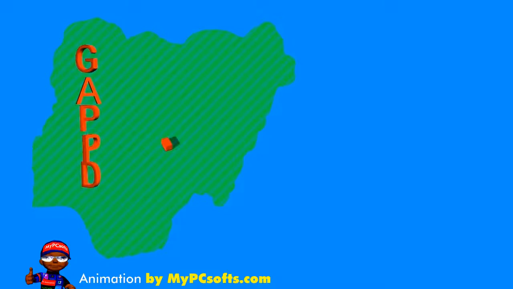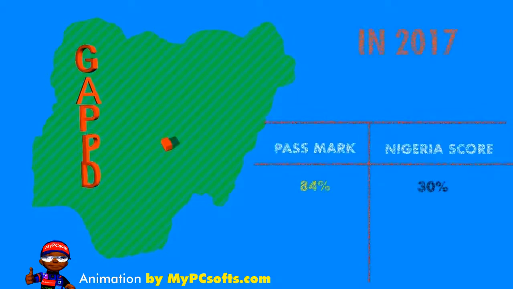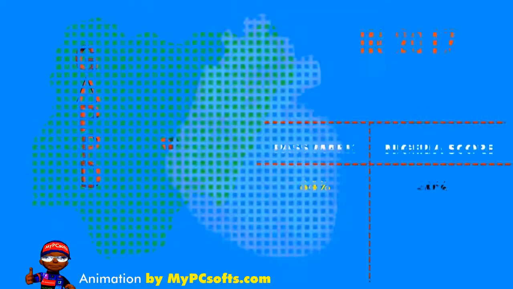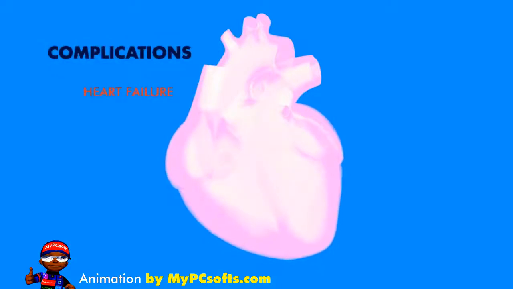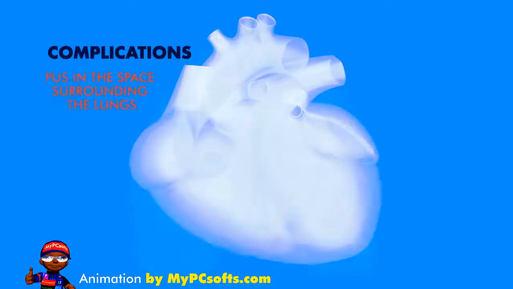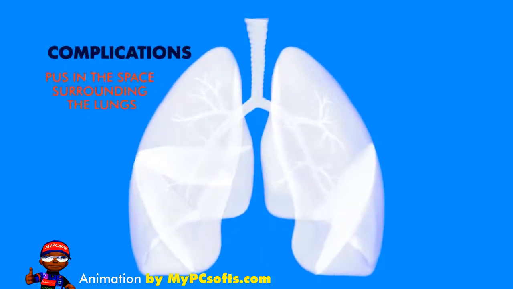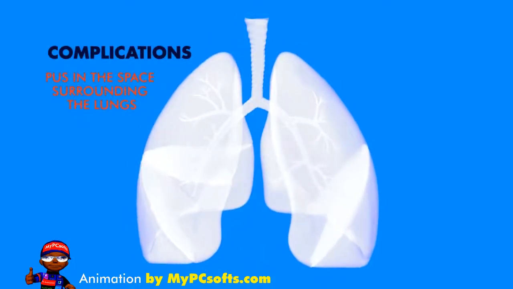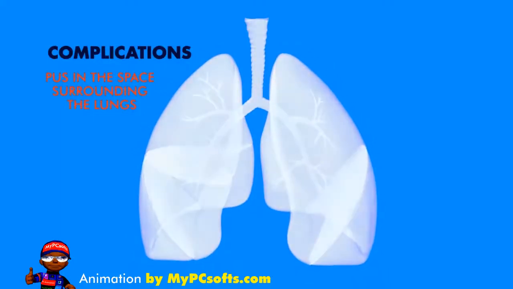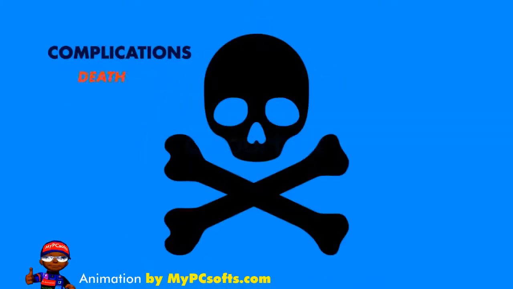However, the GAPPD pneumonia score for Nigeria in 2017 was only 30%, which drastically falls short of the expected 84% at least. Common complications of pneumonia are heart failure and pus in the space surrounding the lungs. In a few severe cases that are not treated on time, respiratory failure may ensue with death.